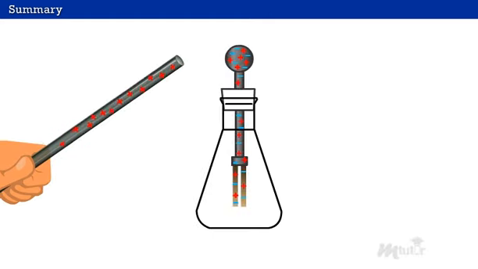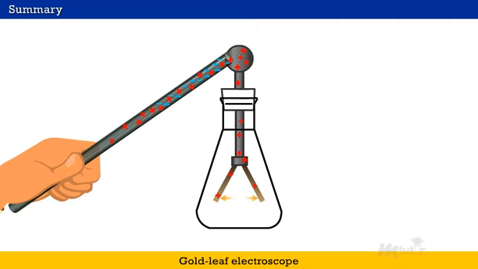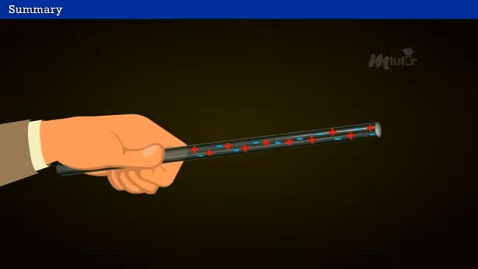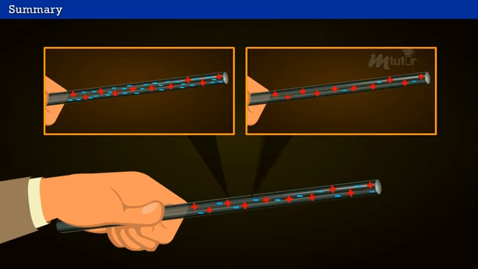Then we illustrated how to detect the charges acquired by a body, with the help of a simple apparatus called a gold-leaf electroscope. And finally, we learned that a neutral body could be electrified either by the addition or removal of negatively charged electrons.